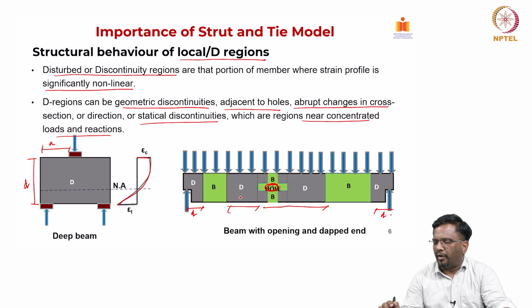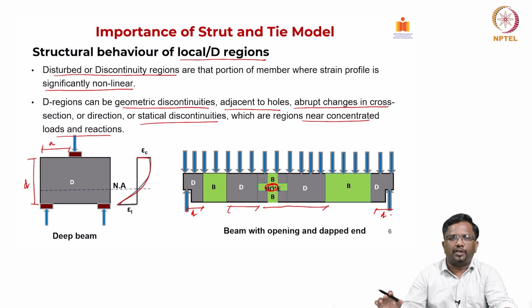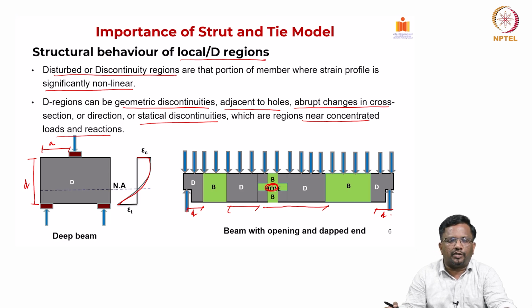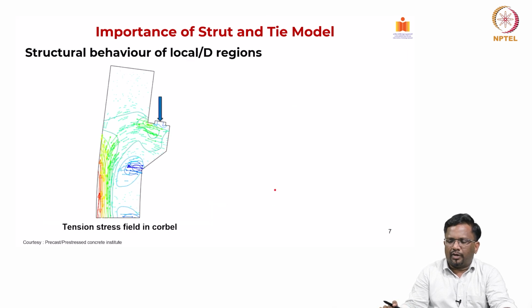But for easy facilitating, top and bottom of the region, we assume that it is going to act like a Bernoulli region. So you can see that wherever there are some discontinuities, either in the form of a geometry or in the form of a heavy concentrated load, those regions will have disturbed regions where your Bernoulli's strain variation linearity is not really valid in the strict sense.